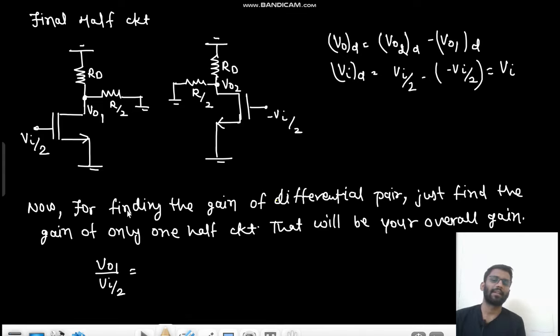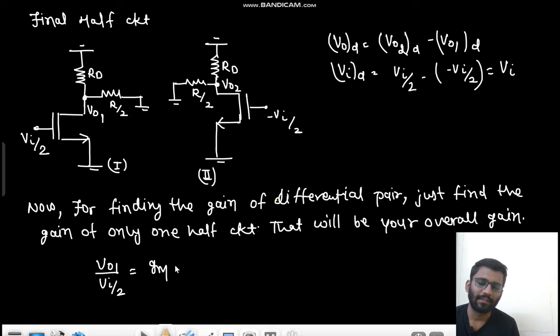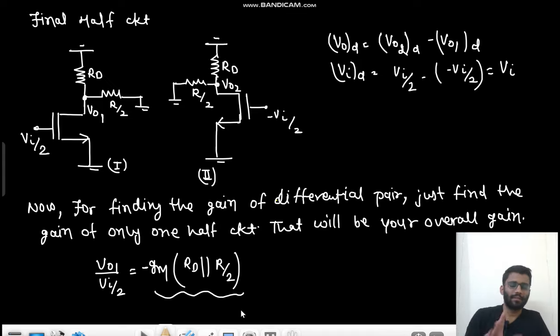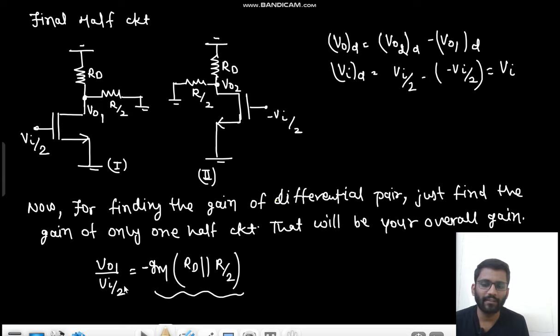This is the gain of first half circuit, right? This is first, this is second. Gain of first half circuit, what is that? gm RD parallel with R by 2. Okay, minus sign will be there. So now this will be your total gain. This will be your complete gain. You won't say that, since here it is Vin by 2, the gain will be minus gm by 2 RD parallel with R by 2.